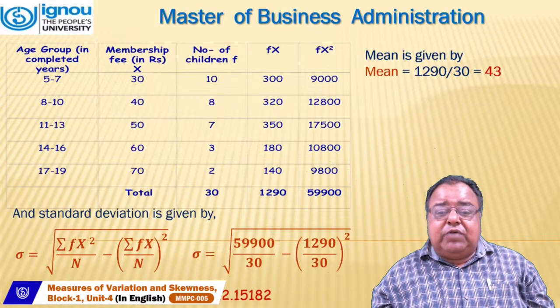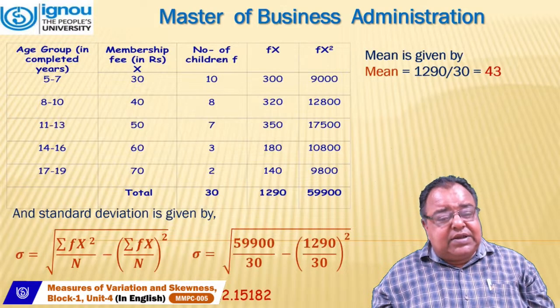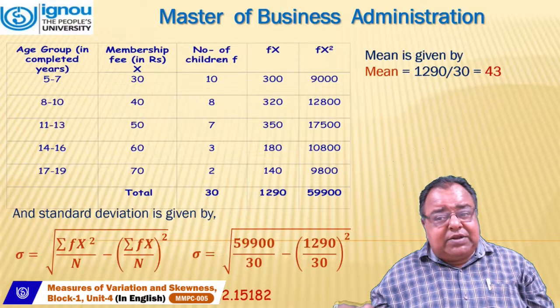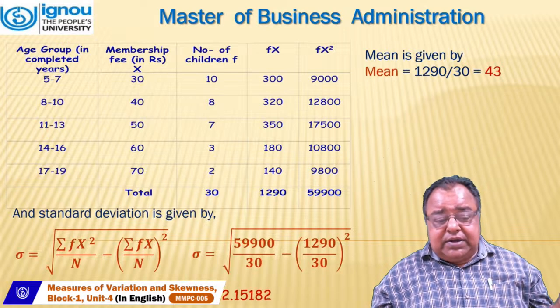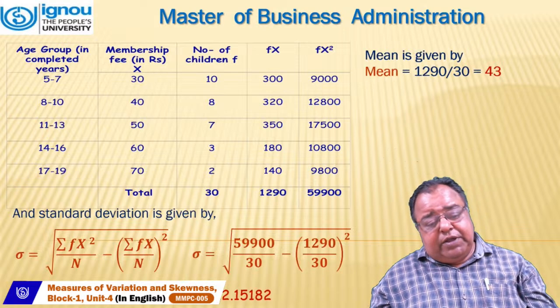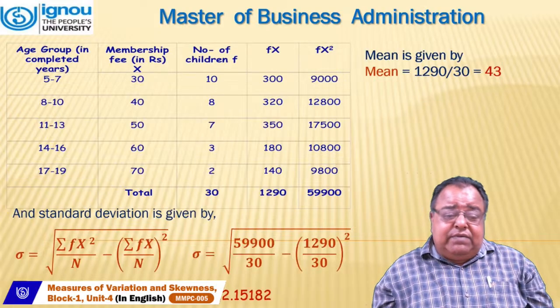First, we have to evaluate the mean. Mean is summation of fx divided by 30. That means 1290 divided by 30, which comes out to be 43. The mean is 43. Now we have to evaluate standard deviation. So we will be using the relation for frequency because we have frequency with us.